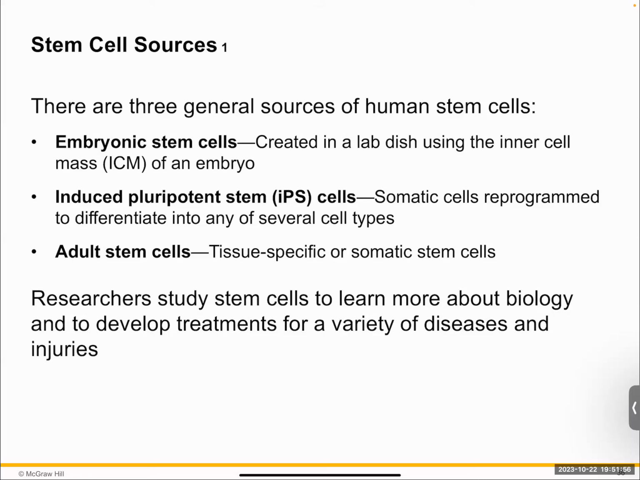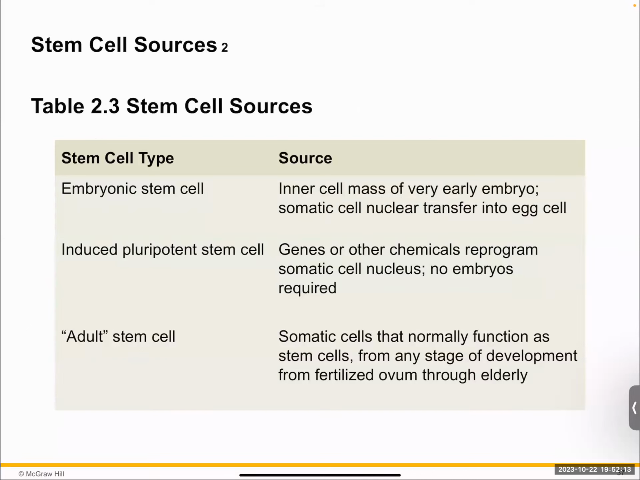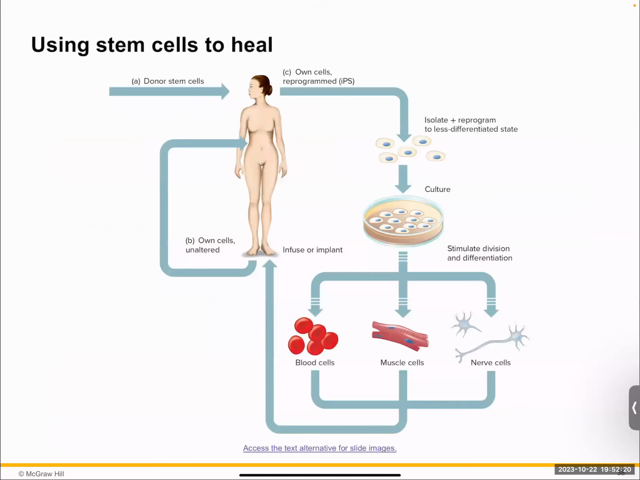Now, researchers do study stem cells to understand our developmental stages. They can understand what treatments we can actually use for different diseases, based on the source of the disease or medical condition. Again, here is a chart that shows you those three types of stem cells and where they are coming from.